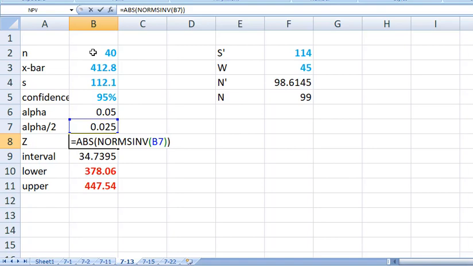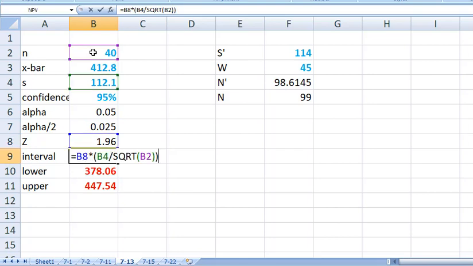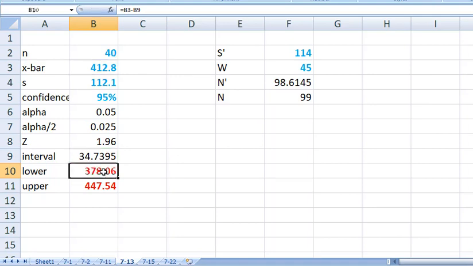So the norm.s.inv of the alpha over 2 gives me a 1.96. You'll quickly come to memorize numbers like 1.96 and 1.64 because they're the standard numbers you go with, but it could be anything. So from that, I can then calculate the size of the interval. So it's my B8, so it's my z factor times B4, which is my standard deviation, divided by the square root of n. So s over square root of n is my multiplier. Multiply that by the 1.96. So my interval is going to be basically 412.8 plus or minus roughly 35. So I can do that calculation here and get the lower limit and the upper limit. So I'm 95% confident that the mean of this data will fall between 378 and 447. So that's one way we do the calculation.